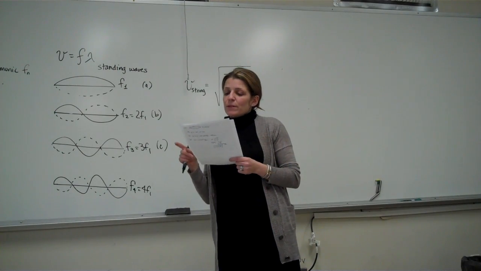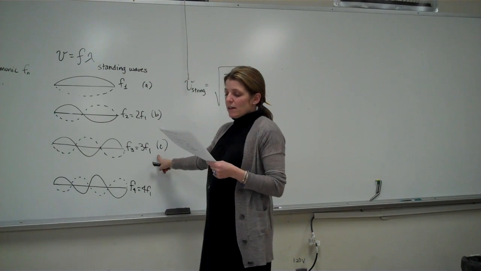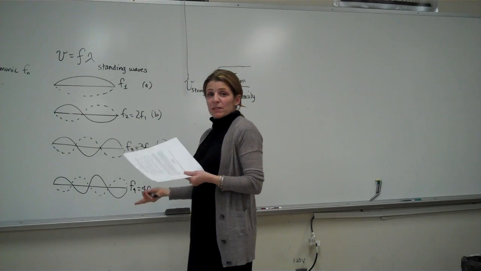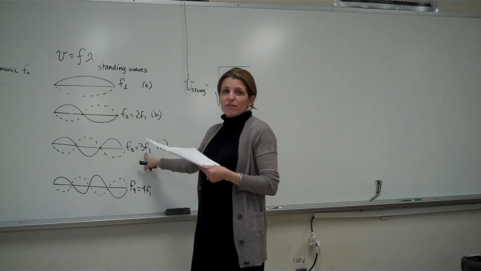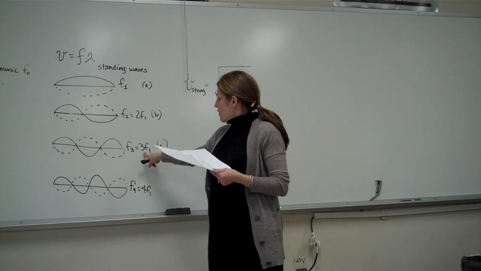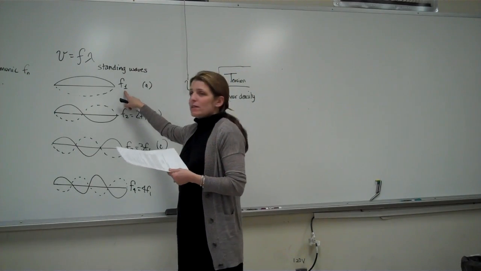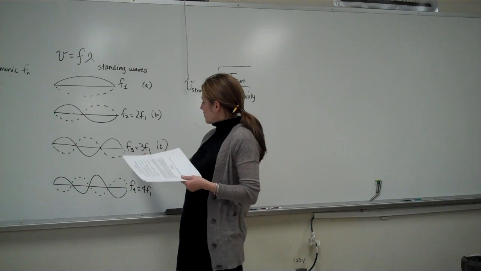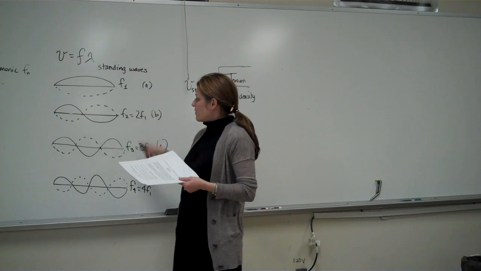First it said, how does the frequency of the wave produced in C compare to the frequency of the waves produced in A and B? And it said be specific. So knowing what we know about harmonic frequencies, how does the frequency of the wave here compare to the frequency of the wave here or here? And so the answer qualitatively would be, well, if it's 3 times the fundamental, it's definitely more.